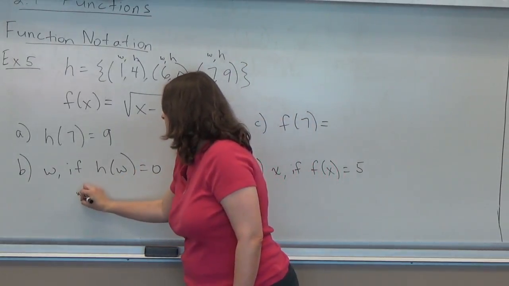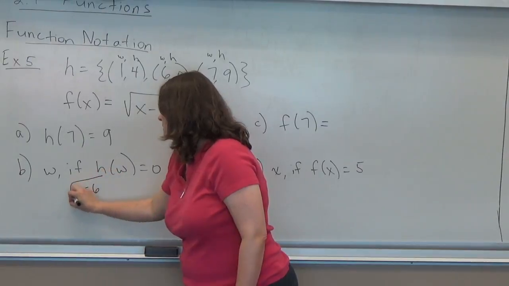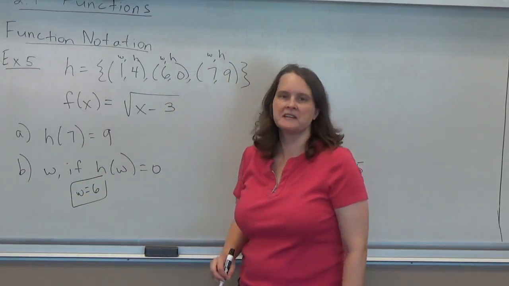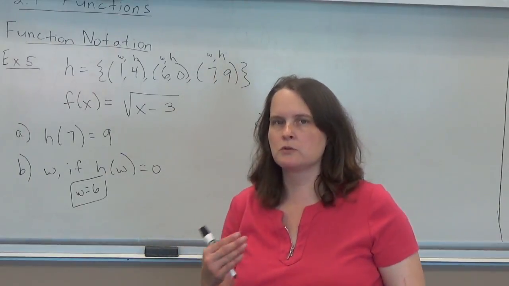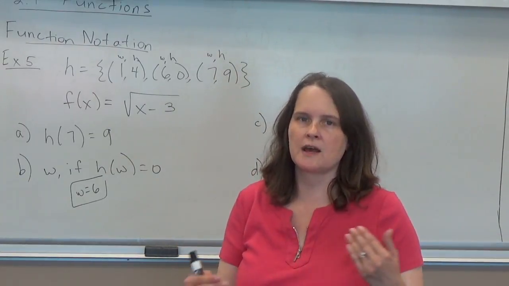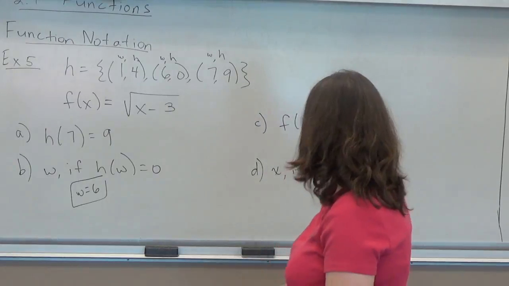So w equals 6. It's not anything fancy going on there. They've just used new labels for everything, and you've got to know which one is your x and which one is your y.